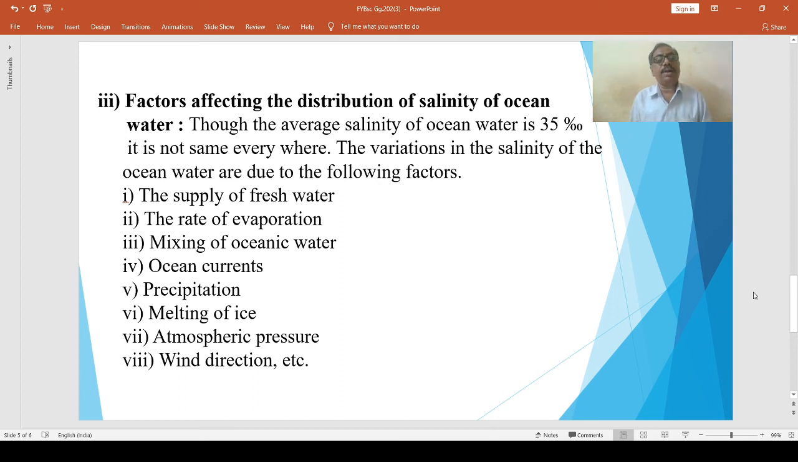Another factor which affects the distribution of salinity is ocean current. Ocean currents also take part in changing the salinity of ocean water. For example, the Gulf Stream current flows towards the polar areas and thus increases the salinity in the polar ocean water. Then precipitation. In the ocean, the regions of high rainfall have lower salinity.